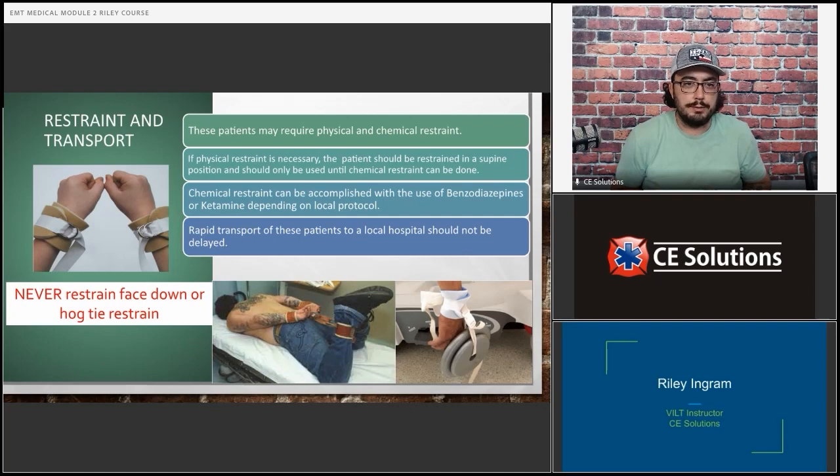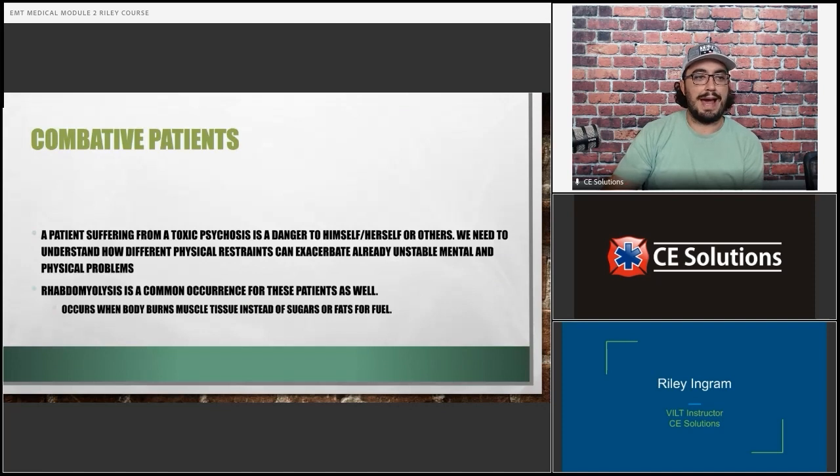Chemical restraint can be accomplished with the use of benzodiazepines or ketamine, depending on your local protocol. Rapid transport of these patients to a local hospital should not be delayed. This applies to your combative patients, which can be a patient suffering from any type of toxic psychosis, who is obviously going to be a danger to himself, herself, or others.